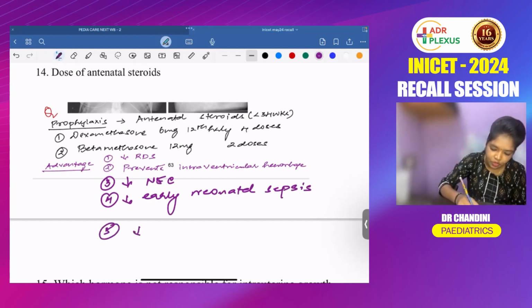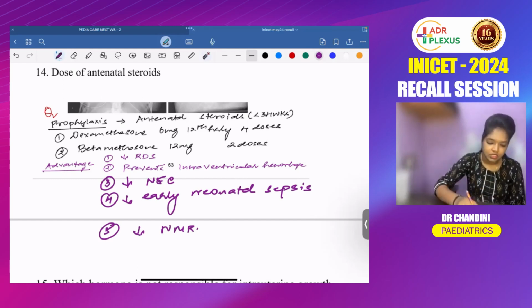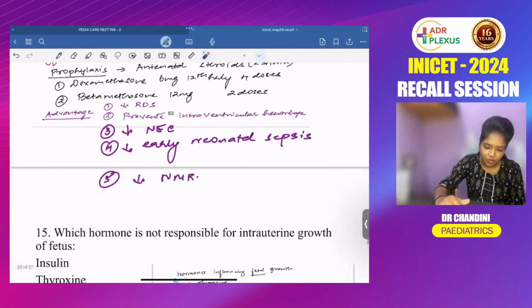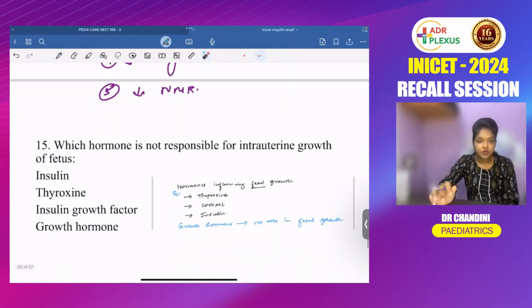One more, by doing all this, it reduces the NMR, neonatal mortality rate. Okay. So these are the advantages of giving antenatal steroids. Okay. Going to the next question. This is also a repeat question.